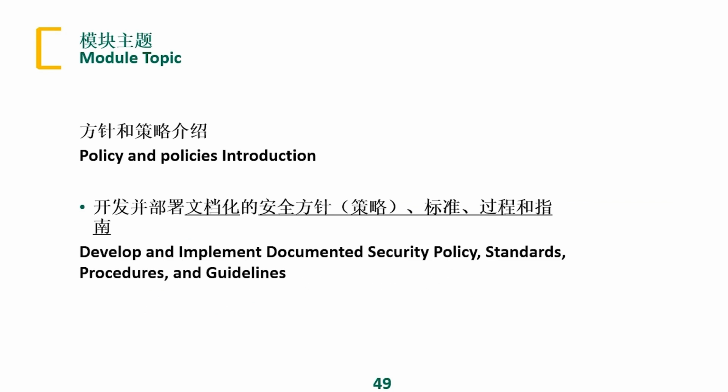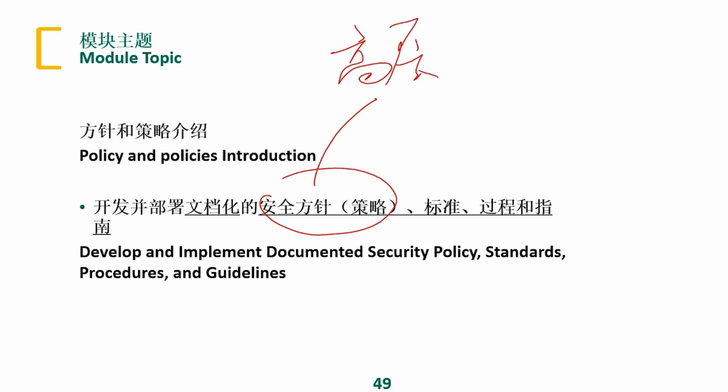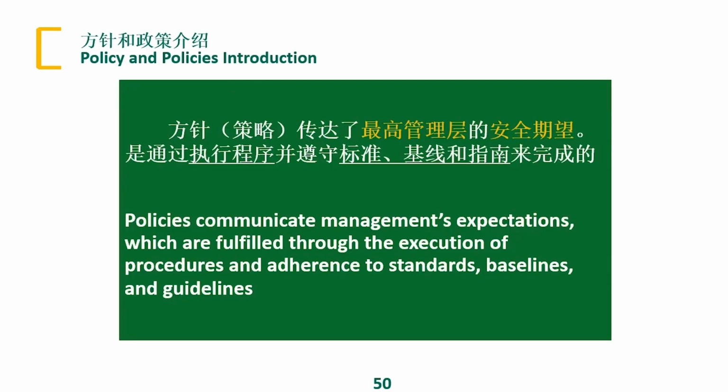For the entire company, it needs to first clarify a safety policy. As we mentioned earlier, the safety policy comes from the top management. It is a very general one, such as we must reach a certain level of protection, or we must meet the corresponding legal requirements. This is what we call the safety policy and strategy. The safety policy and strategy actually convey the safety expectations of the top management.